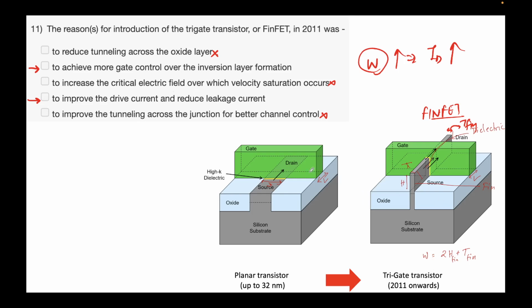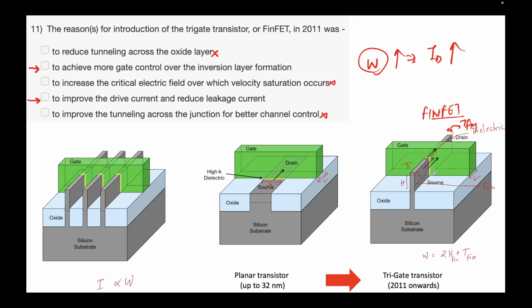We are not changing the channel length over here. This is L and L. So these two options are correct. How does it help with the leakage current? Again, the leakage current is helped because now the control is on three sides. So the high-K dielectric with higher thickness is now surrounding on three sides. So the gate will have more control over the leakage paths, so the leakage can reduce.